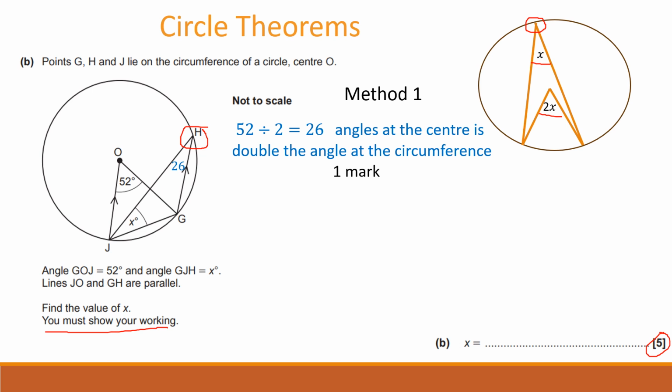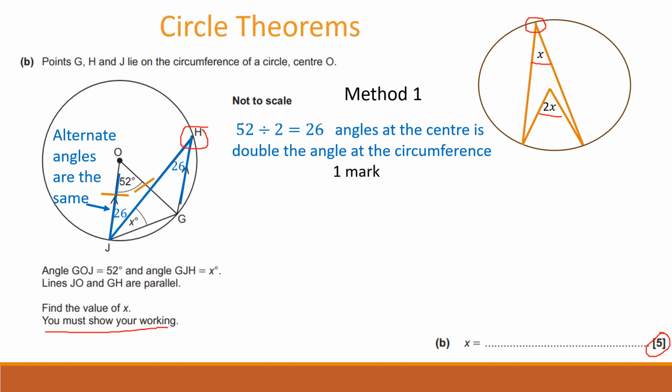The next mark comes from using the fact that we've got parallel lines. Using parallel lines, we can spot that we've got something called alternate angles, and that forms a Z within the parallel lines. And between that Z, we get the same angle. So this angle that's just been highlighted here, OJH, is also 26, because the alternate angles mean that these two angles are both 26.